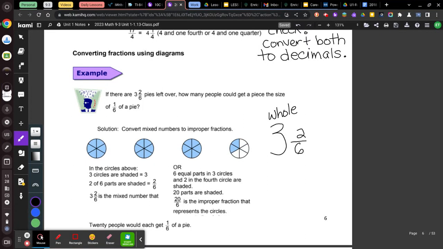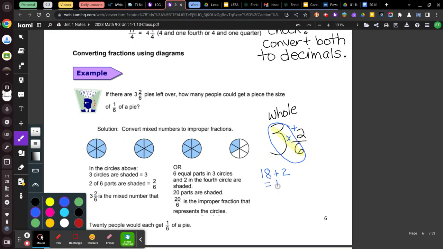So to convert to improper, you're going to loop these 2 numbers and multiply. I loop them and multiply. So that's going to give me 18. Now I'm going to add the 2, and that's going to be my top number. So now my top number becomes a 20. My bottom number slides over and stays the same. And that's all there is to it. Okay? This concludes part 1 of our fraction lesson.